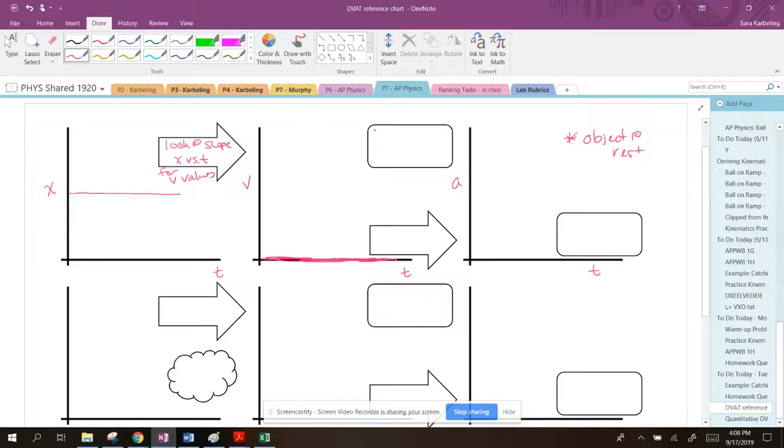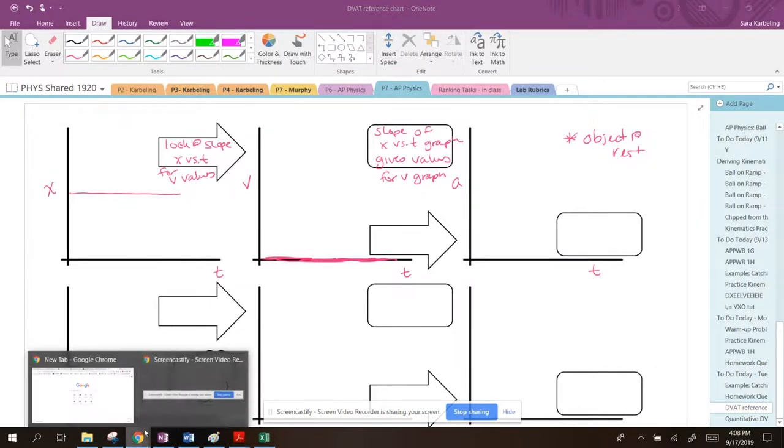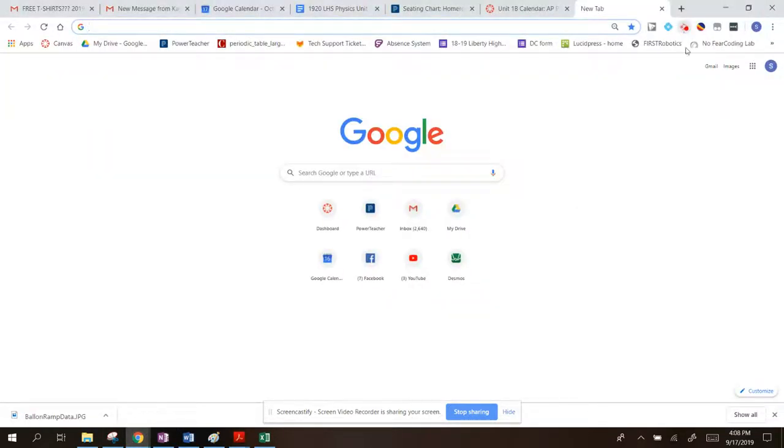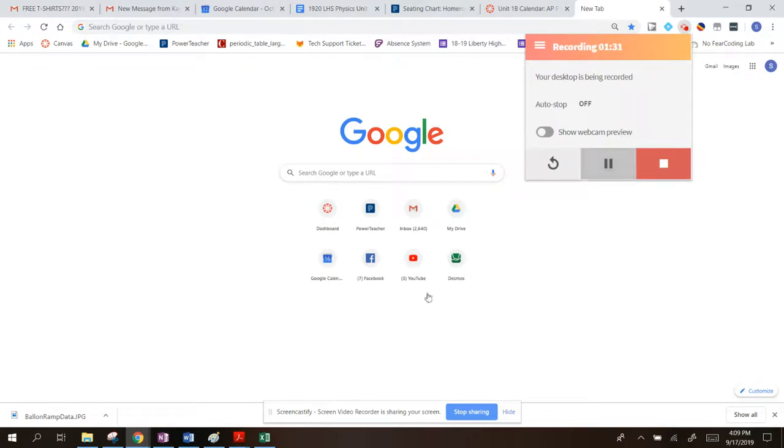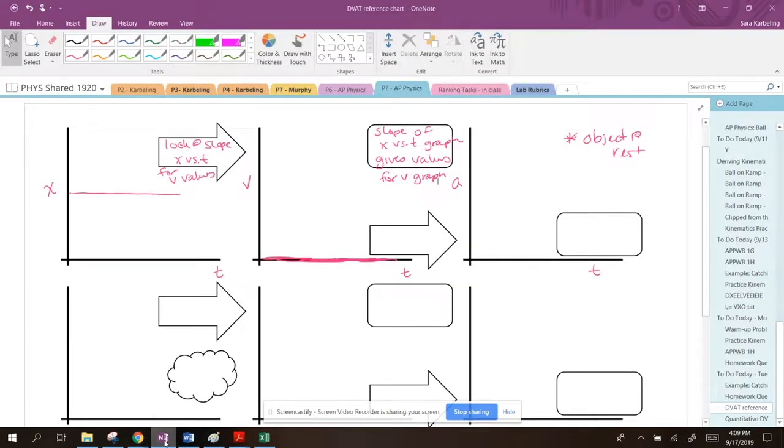So the slope of the d versus t graph, or the x versus t graph, gives the values for the velocity graph. So anyway, the velocity is not going anywhere. So the slope of the displacement versus time graph gives those values.